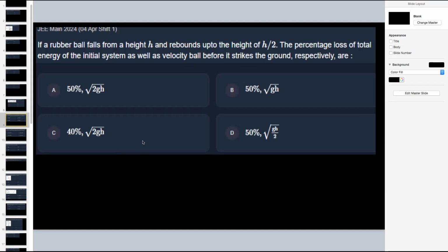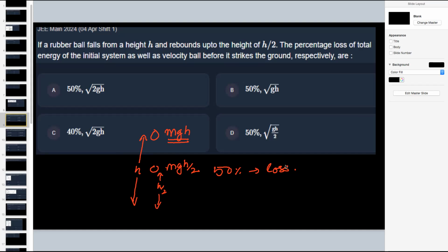This is a simple question, you can say. The ball is falling from height h. At this height, the total energy of the ball is potential energy only, it is mgh. Again, it rebounded to height h by 2. At this position, the energy is mgh by 2. So what is the loss? Half of the energy is decreased. Therefore, 50% is the loss. Again, you are asked to find the velocity before it strikes the ground.